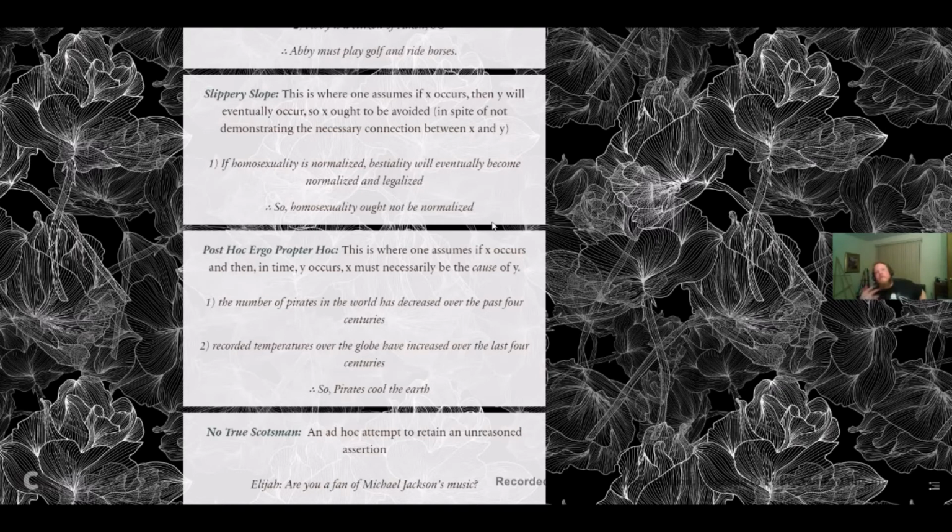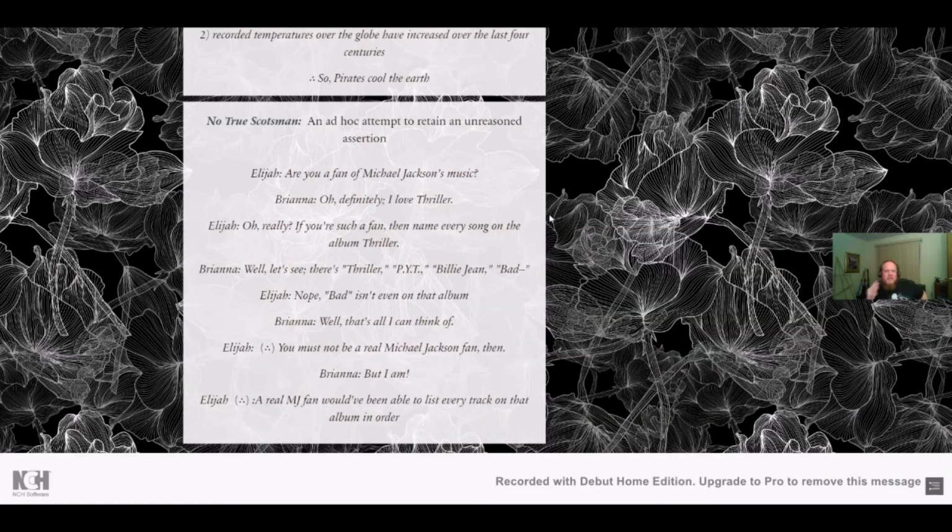And that's what makes these informal fallacies fallacies. It's not that your ultimate conclusion is wrong. It might be true. It's that it doesn't follow from what you're saying. It doesn't follow with necessity from what you're saying. No true Scotsman. So this is where you keep coming up with your own special version of a definition to make something work.